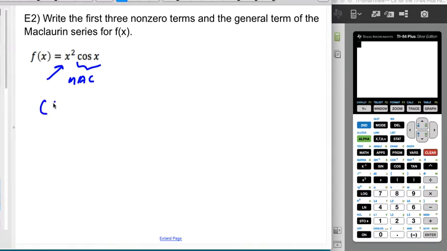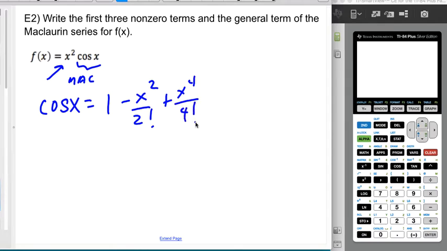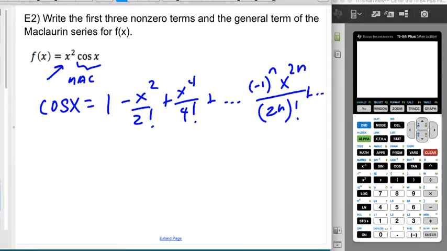So the cosine of x would be 1 minus x squared over 2 factorial plus x to the fourth over 4 factorial plus, they said 3, that's all I need, dot dot dot, (-1)^n x to the 2n over 2n factorial, right? That's it.